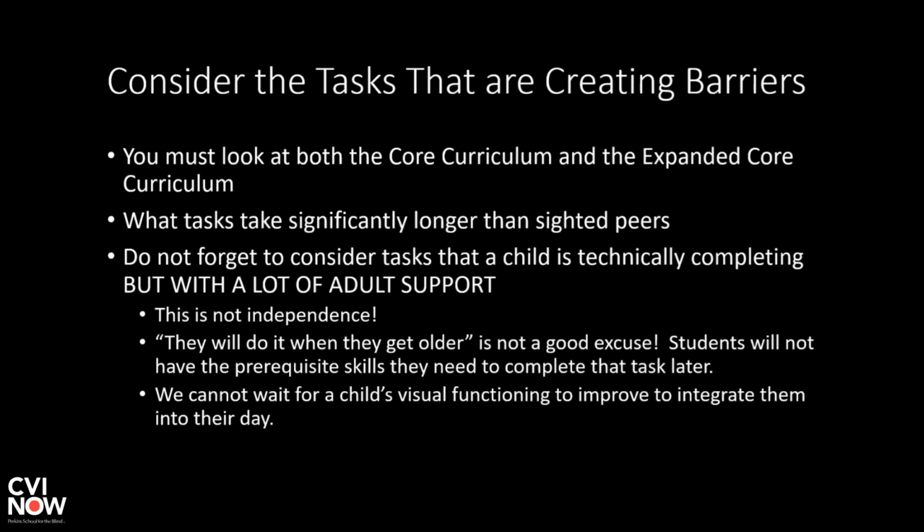Do not forget to consider tasks that a child is technically completing, but with a lot of adult support. That is not independence. So we need to think about any of those places. If an adult is doing the majority of the task, we need to think, okay, how can we get the student in a place where they can do more of the task? "They will do it when they get older" is not a good excuse. Students will not have the prerequisite skills they needed to complete the task later. We cannot wait for a child's visual functioning to improve to integrate them into their day.